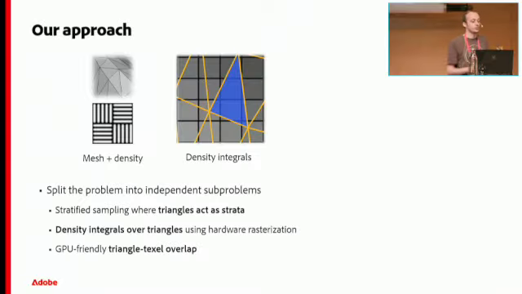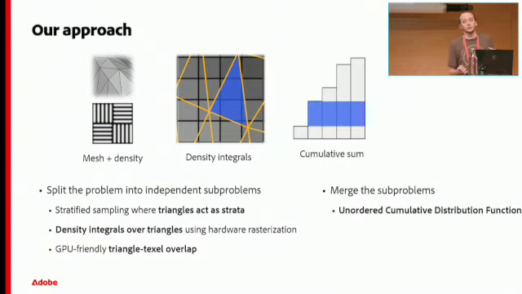Well, the main idea of our approach is to split the sampling problem into independent subproblems, and to use the fact that a triangle in a triangle mesh is basically a native stratification of the surface. So here we use stratified sampling where triangles act as strata, which means that we have to compute density integrals over triangles, and we do it efficiently using hardware rasterization. As part of this process, we also have to compute the area of the overlap between a pixel and a triangle, and we have to do that a lot of times. So doing that in a GPU-friendly manner is crucial.